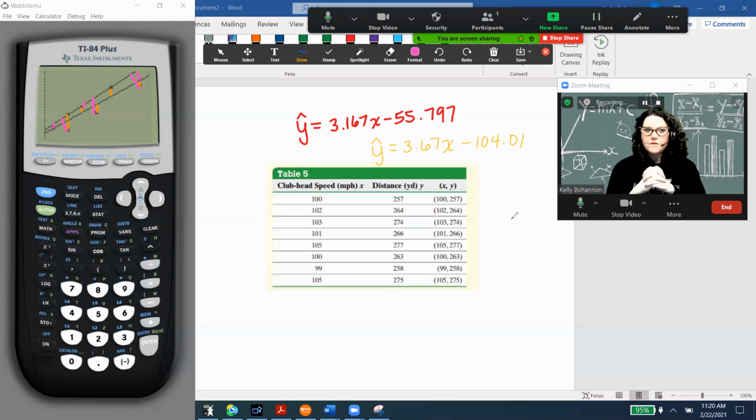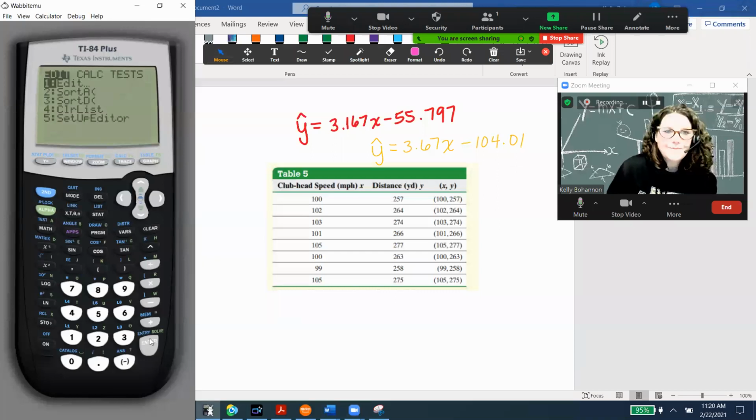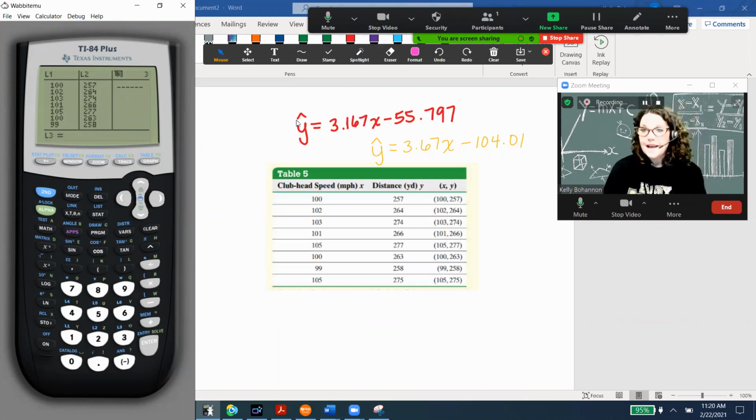So if you think about what we're doing, I'm figuring out how far up and down the data points are from the line. So let me erase all of that. We're going to go into our stat list, and I need to put in line 3. I'm going to go up to L3, and I'm going to put in my least squares residuals, the one that I have here in red. So make sure you're highlighted on the L3 so that you're typing it as a formula, 3.167.